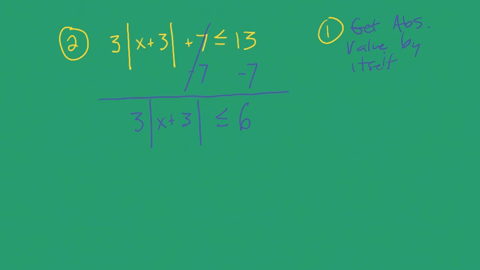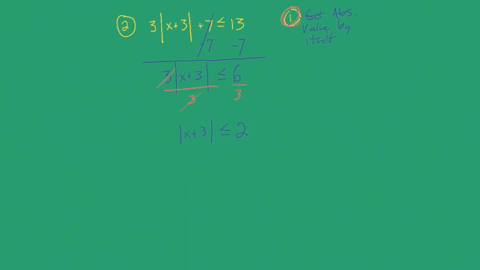At this point, we've got to get rid of the 3, because we're still trying to get the absolute value by itself. So we're going to divide by 3. And we end up with the absolute value all by itself now, less than or equal to 2. 6 divided by 3 is 2.